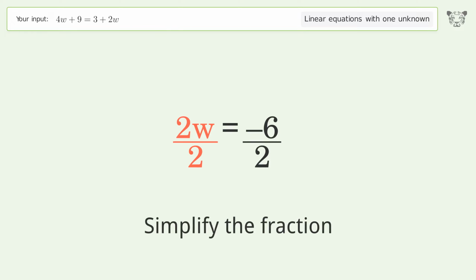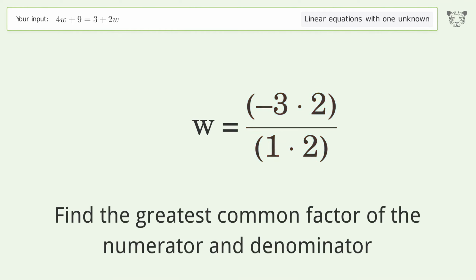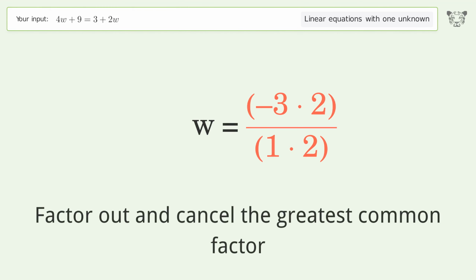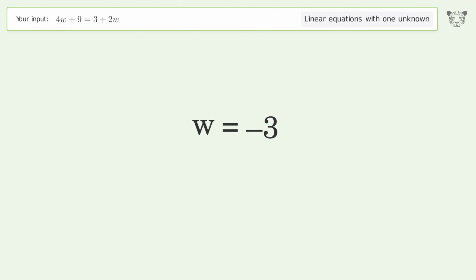Simplify the fraction. Find the greatest common factor of the numerator and denominator. Factor out and cancel the greatest common factor. And so the final result is w equals -3.